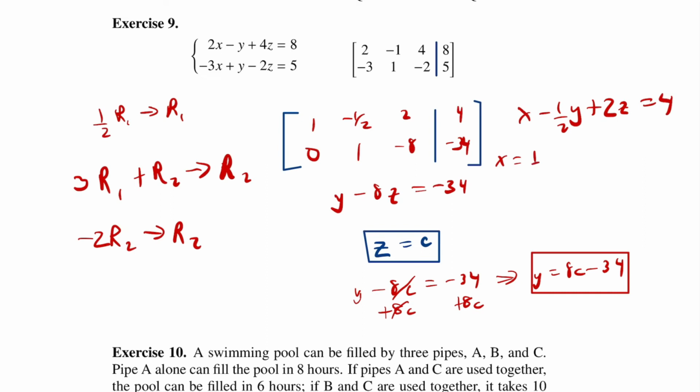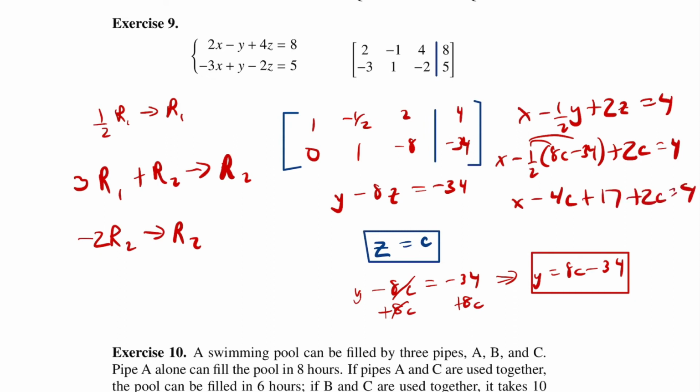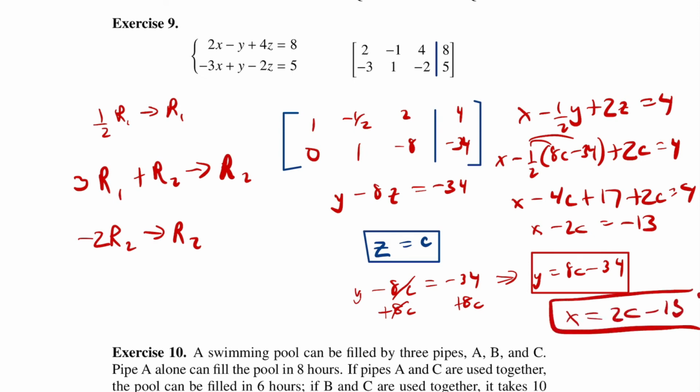Distribute, that becomes x minus 4c plus 17 plus 2c equals 4. That's going to be x minus 2c. If I subtract 17, I'm going to get negative 13. And now I can just add 2c to both sides, and so I get 2c minus 13. So our final answer is going to be 2c minus 13 is our x, 8c minus 34 is our y, and c is our z.